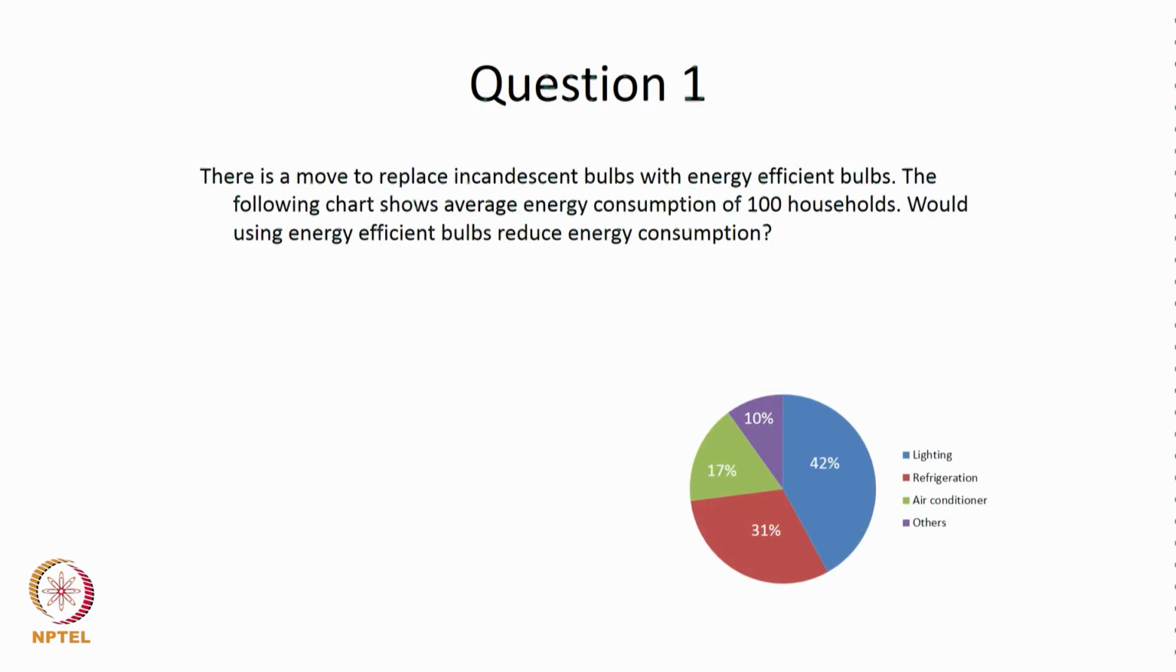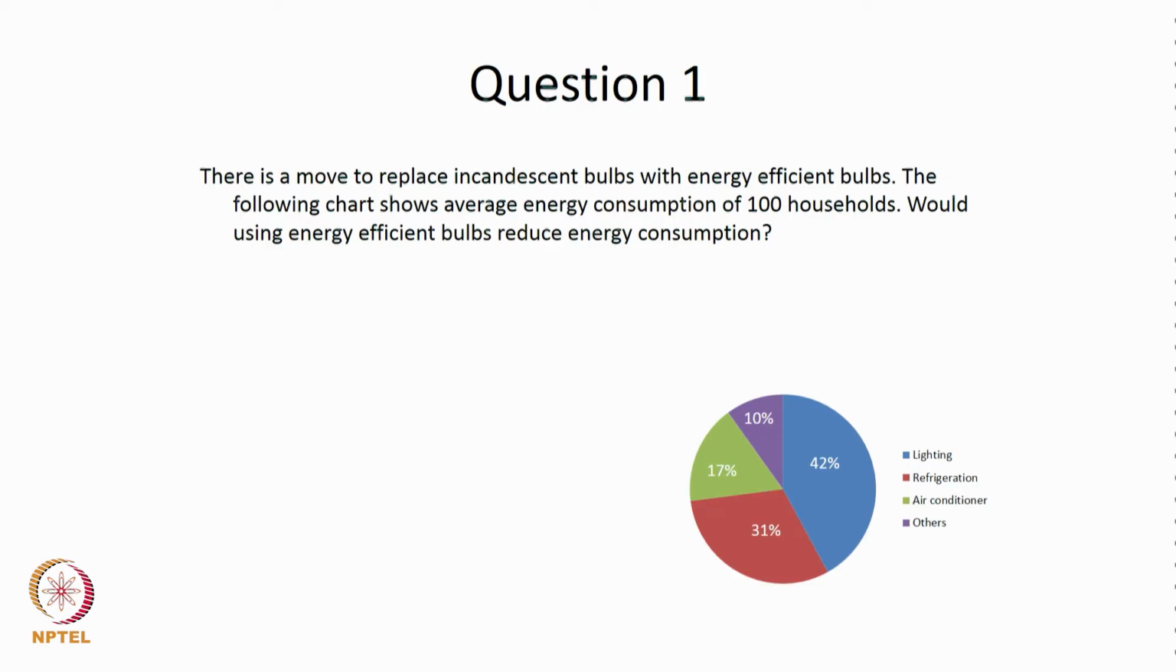So, we look at a few questions now. The first question would be, there is a move to replace incandescent bulbs with energy efficient bulbs. The chart shows the average energy consumption of 100 households. Would using energy efficient bulbs reduce the energy consumption? The obvious answer to the question is yes, using energy efficient bulbs would reduce energy consumption.